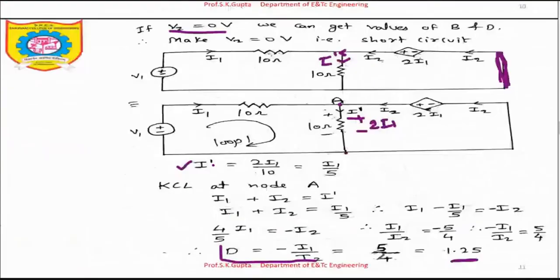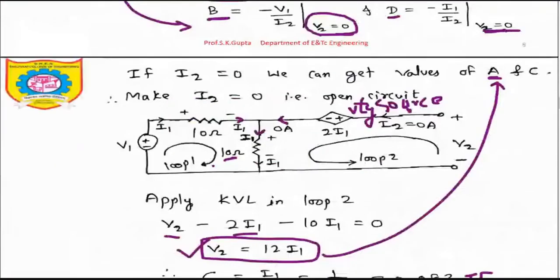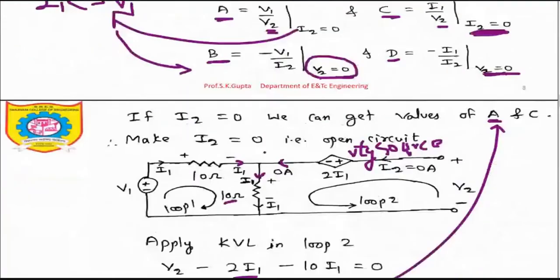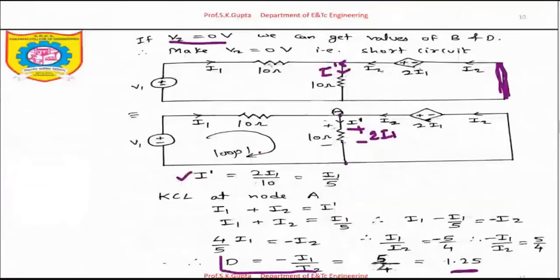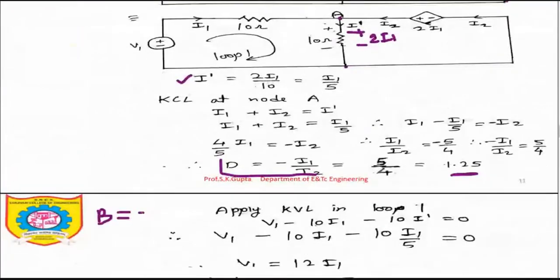Next, we have to determine B. So it's better if I write the formula for B so that we can focus our analysis for finding out B. So what is the formula for B? B is minus V1 upon I2. So how can I get V1 upon I2? So I must apply KVL in this loop. Okay, so what will be the KVL equation?